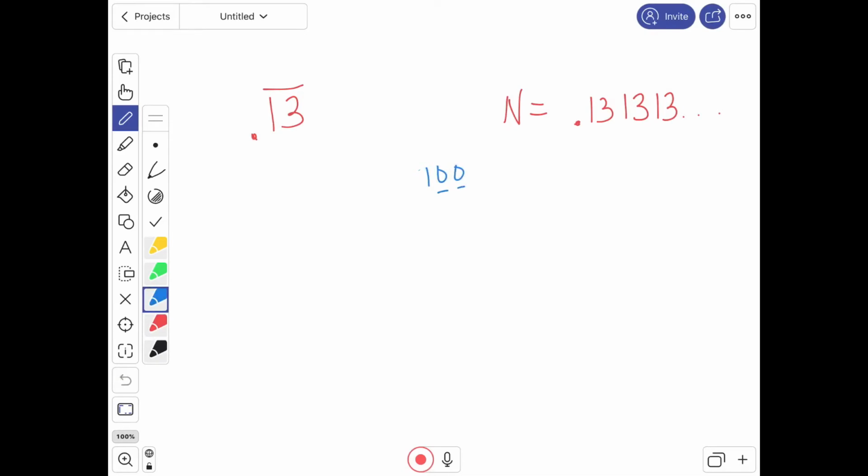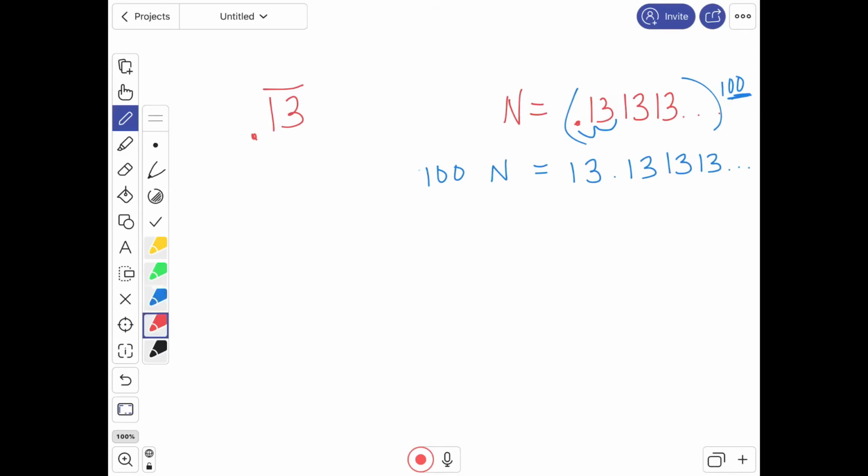How many zeros do I have? 2. So I'm multiplying by 100 because there's 2 digits repeating. So if I multiply this times 100, I get 100n. But if I multiply this times 100, I'm going to be moving the decimal 2 spaces, which makes it 13.13. Because when we multiply by a multiple of 10, we're just moving the decimal however many spaces there are zeros.